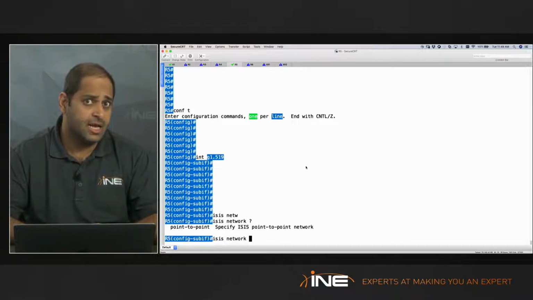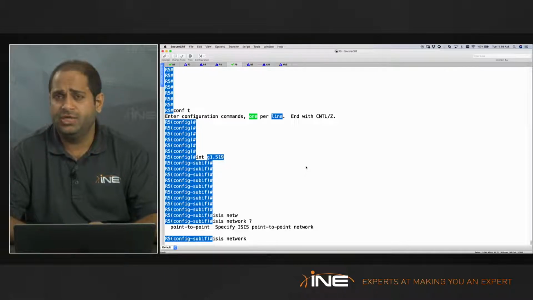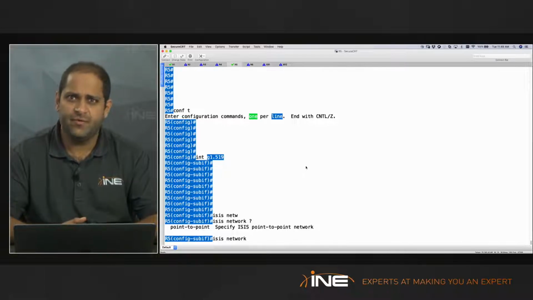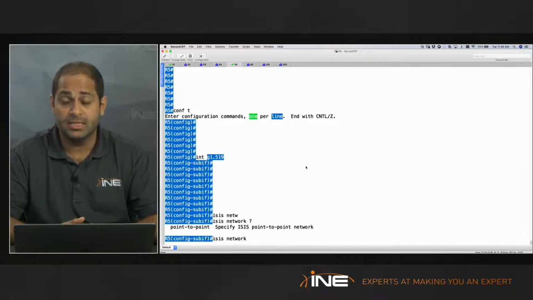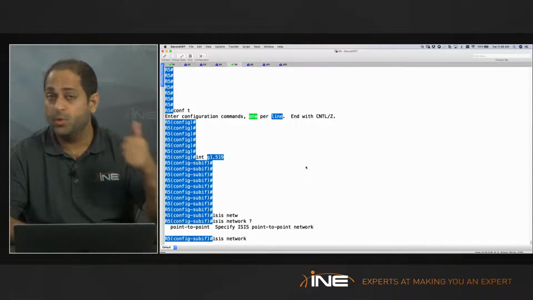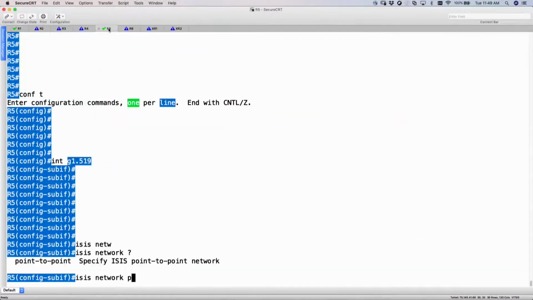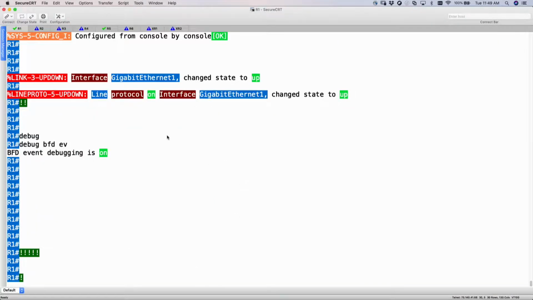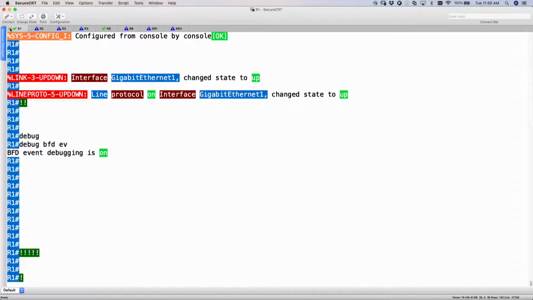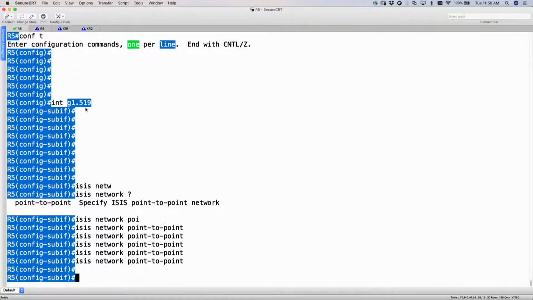Similarly, in ISIS, if you want your convergence to be faster and you have just two routers on a segment, change the network type to point-to-point. There's no point keeping that as broadcast. Obviously, if you have more than two, then you should keep it as broadcast and not point-to-point. But if you just have two routers, change that to point-to-point. Your convergence would be much faster. So let's change this to point-to-point now.